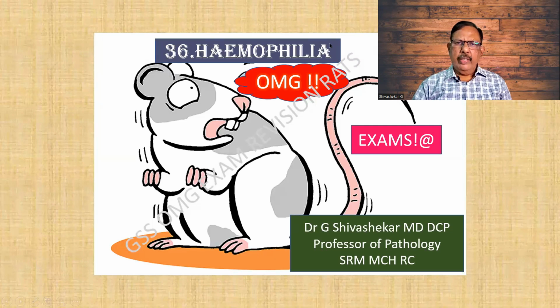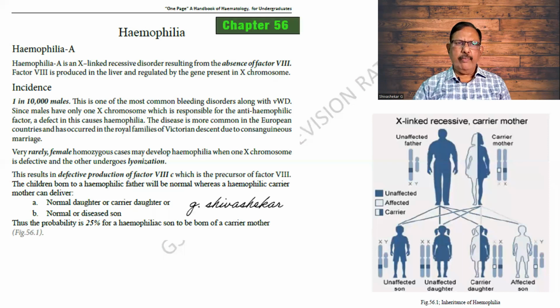Now I go to an important class of hemophilia. There are two types of hemophilias, Haemophilia A and Haemophilia B. Both are important university exam questions. First, I will deal with Haemophilia A.